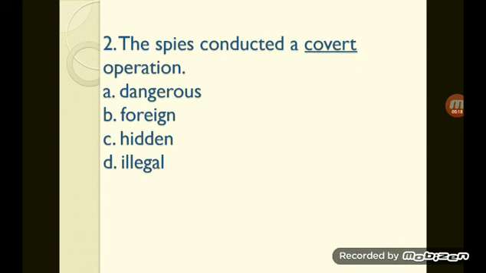So the second sentence: the spies conducted a covert operation.